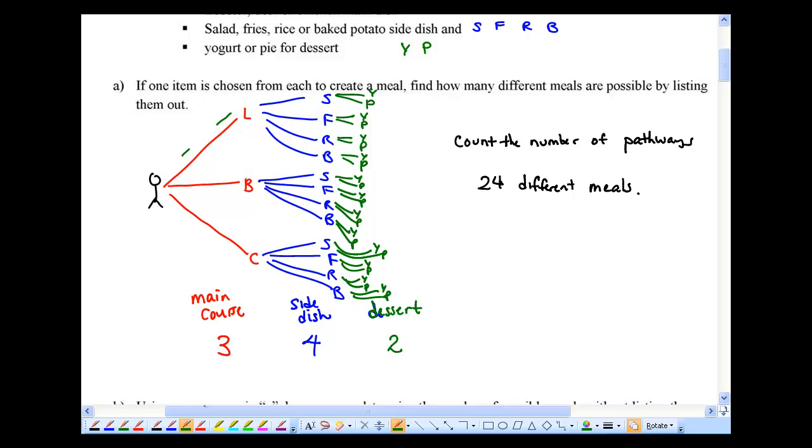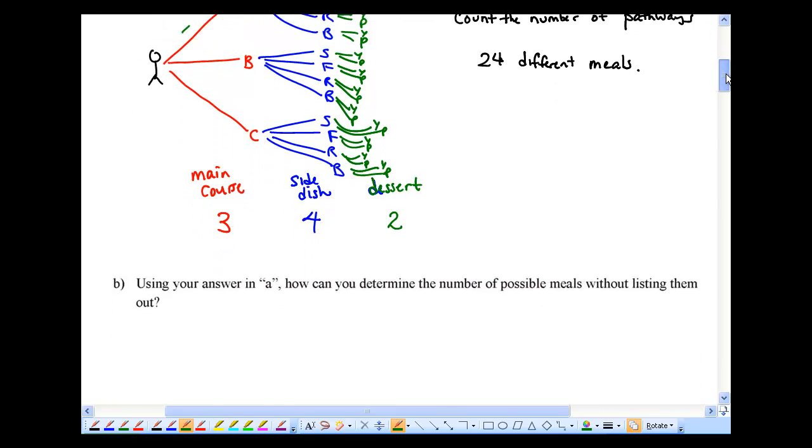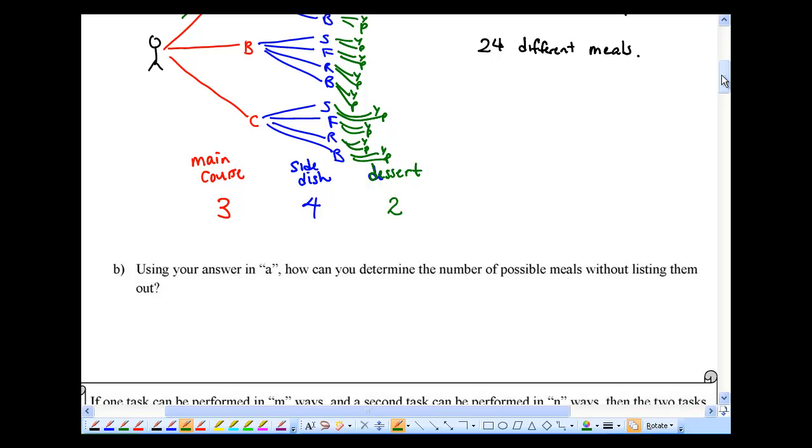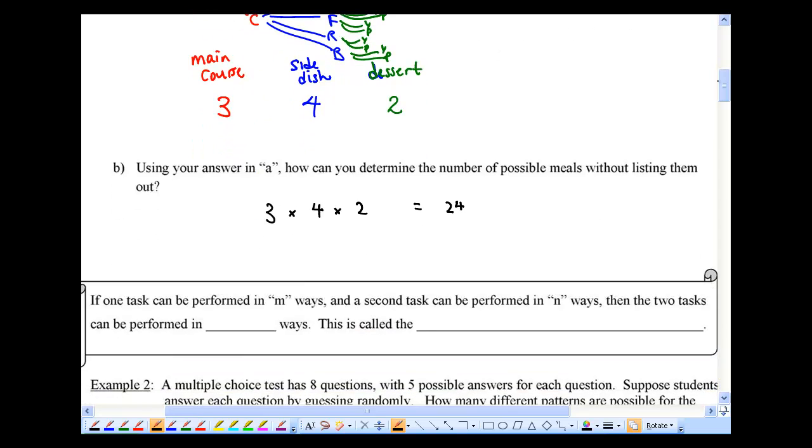Looking at those numbers 3, 4, and 2, what do you think I need to do to make the number 24? Use your sleuthing skills and see if you can figure this out. 3, 4, 2, and 24. If you guessed multiplication, because 3 times 4 is 12 and 12 times 2 is 24, you win. Congratulations. What do you win? You win the next task.